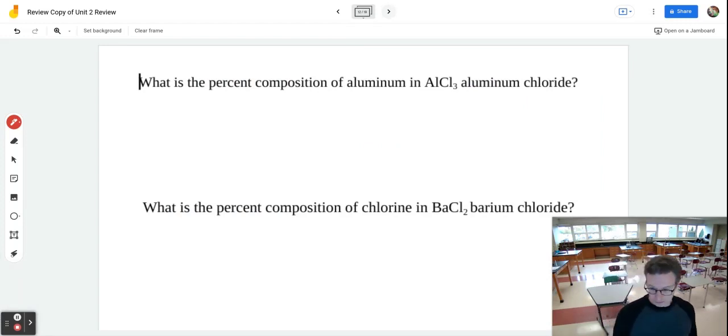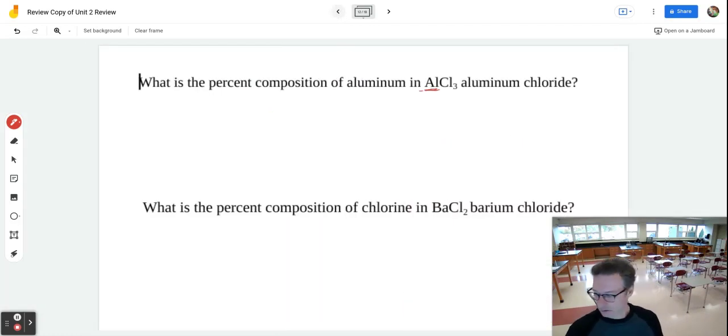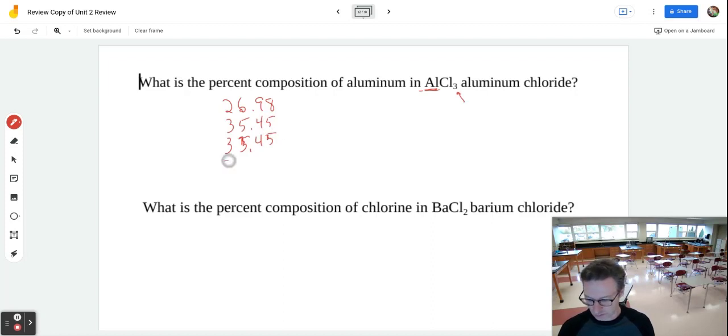So percent composition, okay, what is the percent composition of aluminum in aluminum chloride? In this case, we're only asking about what percentage of the compound is aluminum. So the first thing we need to do is look at the periodic table: we have aluminum and we have chlorine, so 26.98 and 35.45. The catch here is that the chlorine is 3 times. So we're going to add that in 3 times, or you could multiply the 35 times 3, but just to show you where this is coming from.